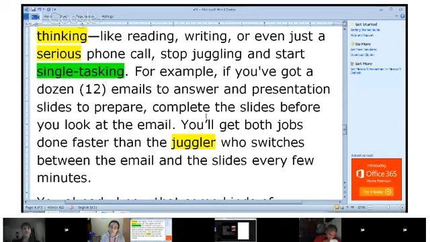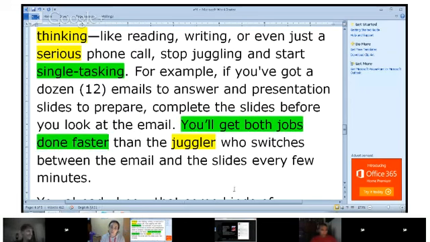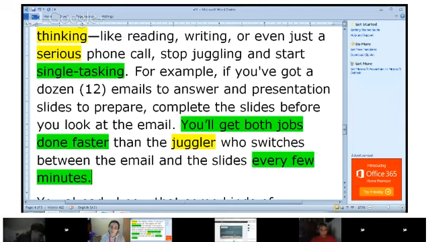All right. So, do you agree with her now? Now we can share some opinions. You'll get both jobs done faster. In this case, I agree with that. Especially if you're switching back and forth every few minutes. That sounds really bad. But sometimes, to be more productive, you are juggling because you can use the dead time between tasks.